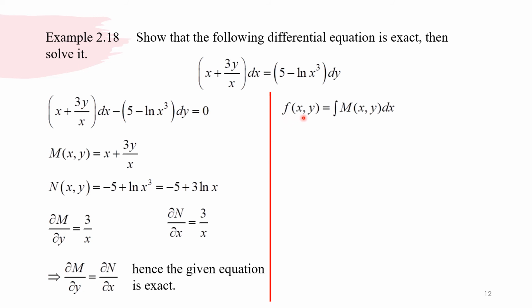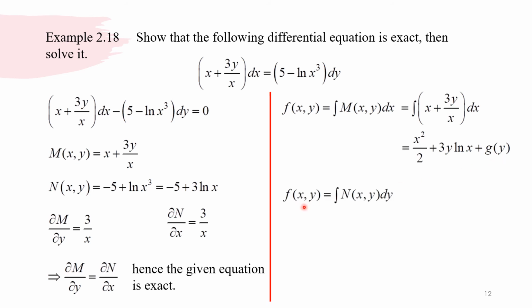Now f of xy is equal to the integration of M with respect to x. M is this function x plus 3y over x. So integrate this function with respect to x, where x is considered as the variable and y as the constant. Integrate x with respect to x, the answer is x squared over 2. And integrate 3y over x with respect to x, and take note that 3y is just a constant. So integrating 1 over x with respect to x gives ln x. And then we add the constant term in terms of y.